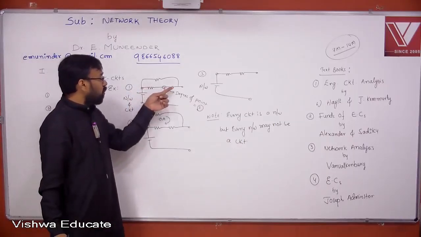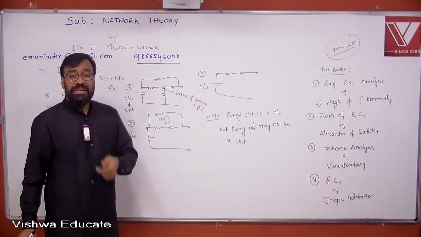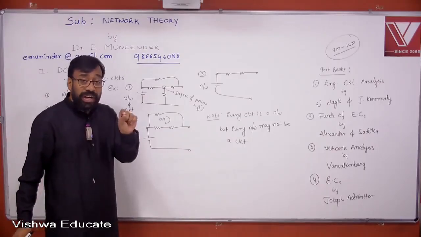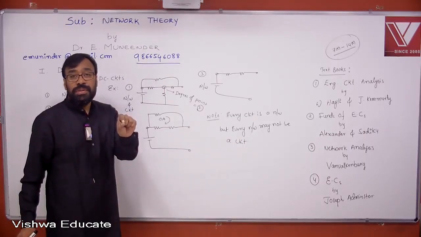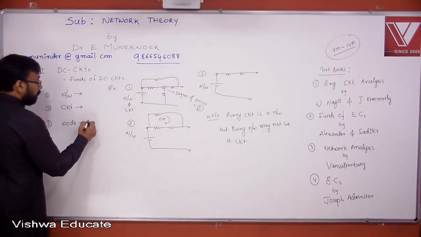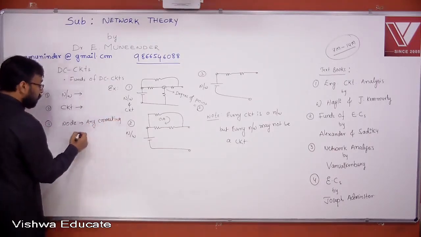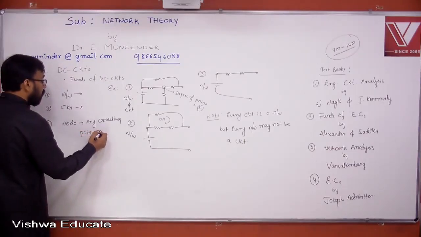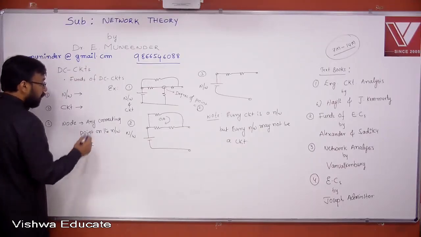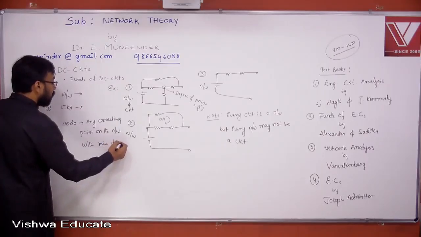Now you tell me, how do you define a node? Any connecting point on the network with a minimum degree 2. Because what is the degree? Degree is nothing but the number of elements connected at that particular point. If it has a degree of minimum 2, then we can call that point a node. So what is a node? Any connecting point on the network with minimum degree 2. Please write down.